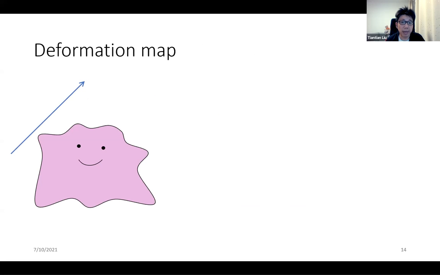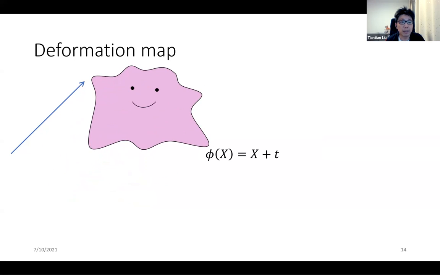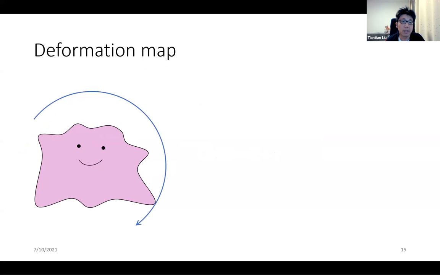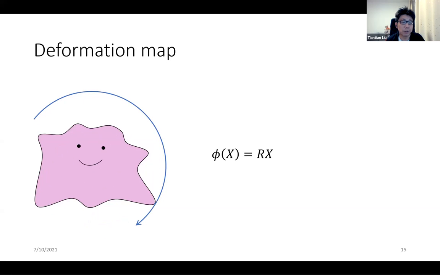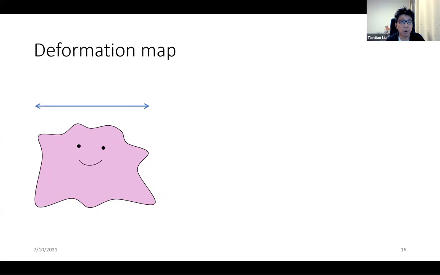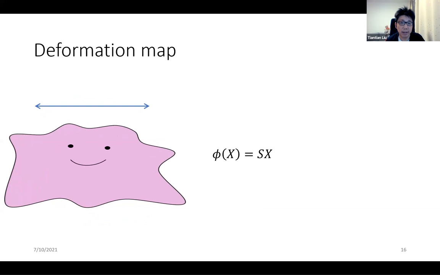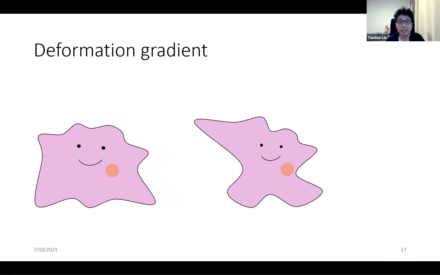The deformation map can sometimes be really simple in trivial cases. For instance, this phi can be just X plus some translation vector t in a pure translational deformation, and phi can be some rotation matrix R times X in a rotational motion, or some scaling matrix S times X in a uniformly stretching motion.